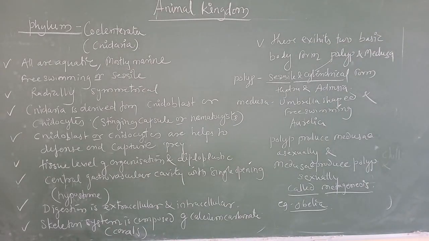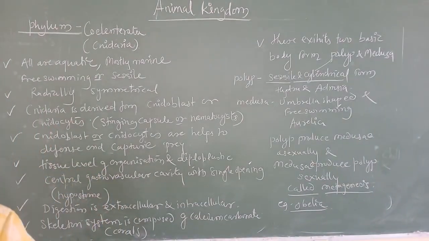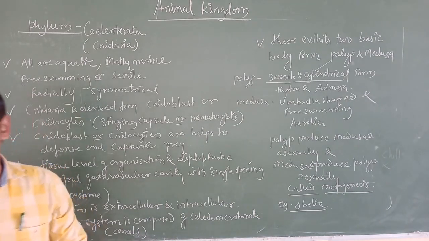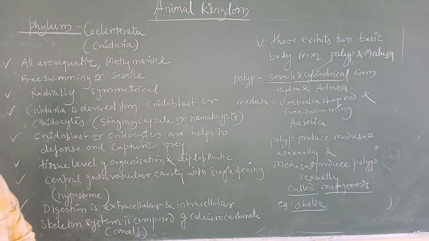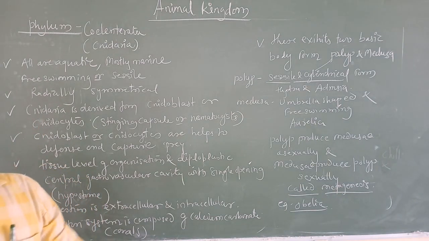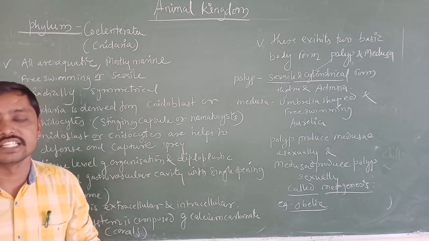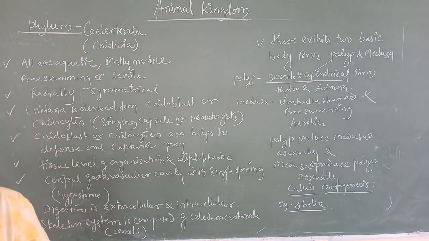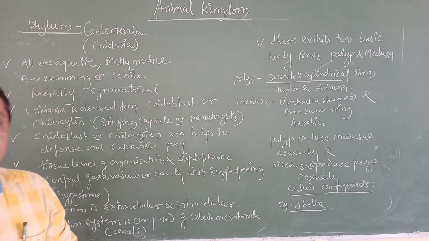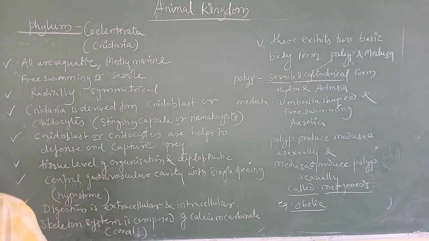Okay, good afternoon, students. In the previous class, we studied the general characters of phylum Porifera. We studied the common members of Porifera, which we call sponges. These sponges are multicellular organisms, and they have a cellular level of organization. After that, we studied the water canal system.